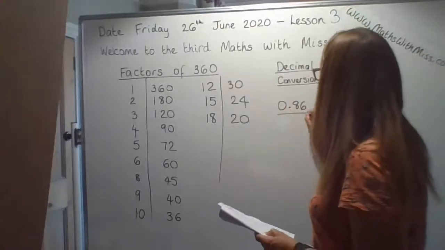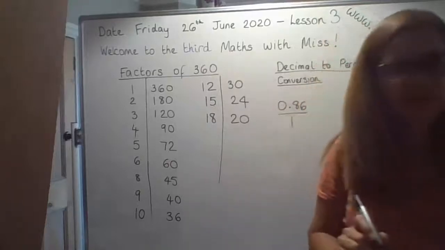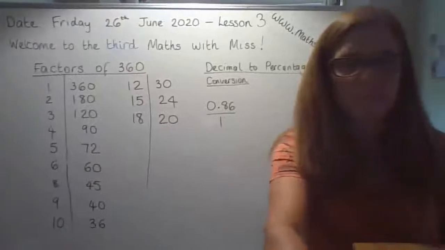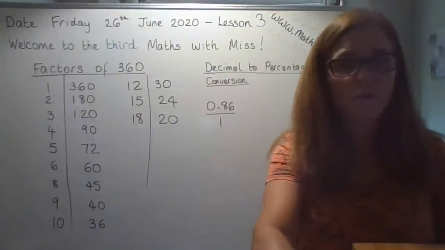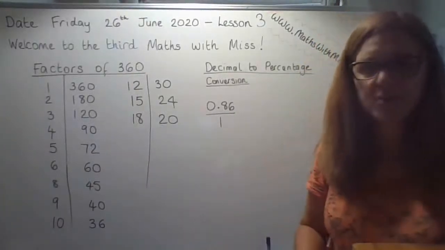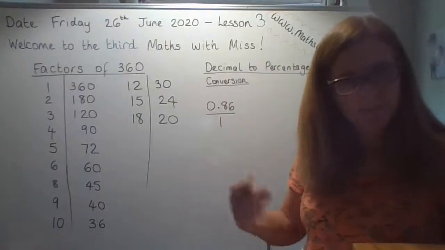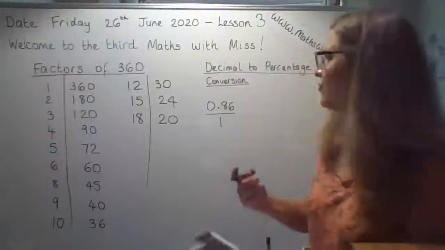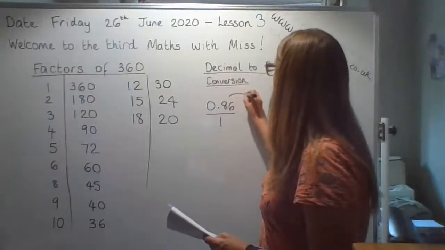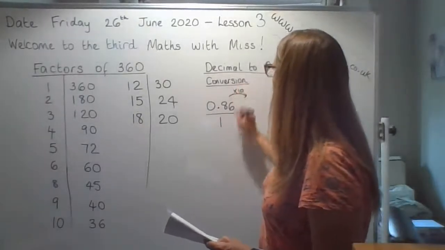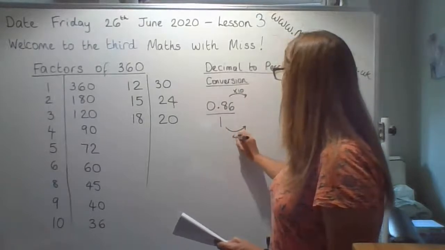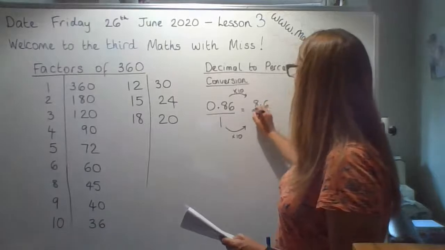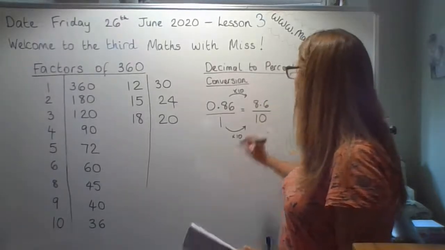So 0.86 is exactly the same as writing 0.86 over 1. But that looks awful, doesn't it? So let's try multiplying the numerator and denominator by 10. We've talked before about equivalent fractions. So if I multiply by 10, I'm now going to get 8.6 over 10.